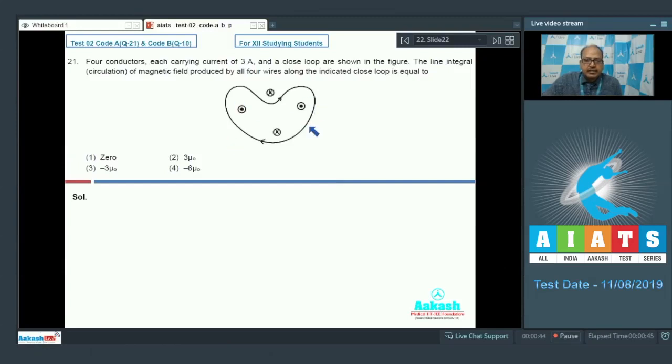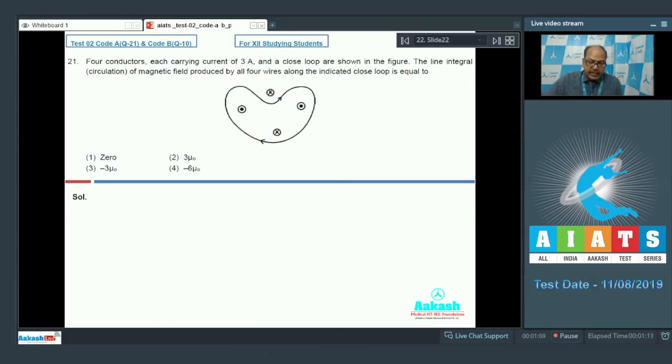We can see that the net current enclosed within the loop will be 3 ampere only, because 3 ampere and 3 ampere are coming out and 3 ampere is going in. So the net current enclosed is 3 ampere which is coming out, and since the direction of arrow is clockwise, the circulation will be negative.